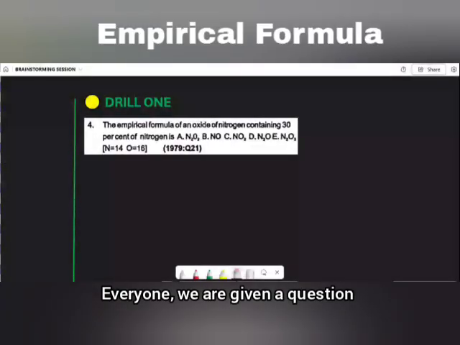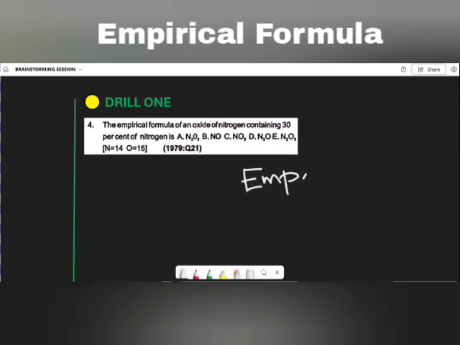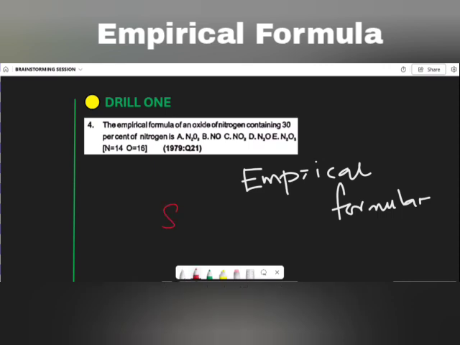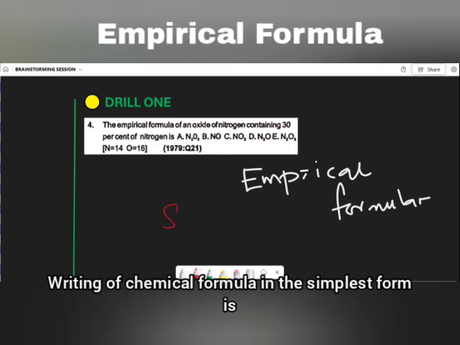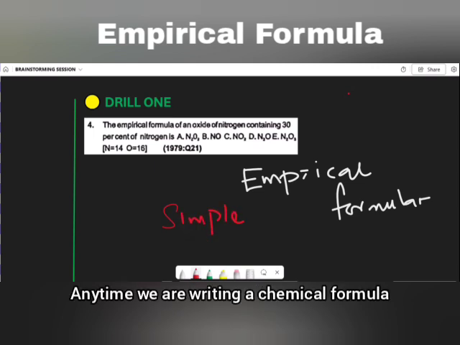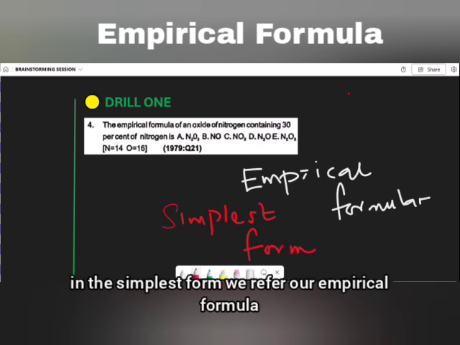We are given a question under stoichiometry, which is called empirical formula. Now, what is the meaning of empirical formula? Empirical formula is simply writing a chemical formula in the simplest form. Anytime you're writing a chemical formula in the simplest form, we refer to it as an empirical formula.